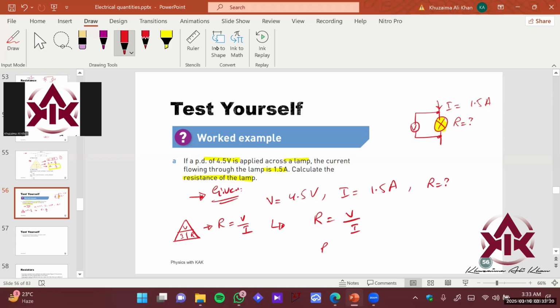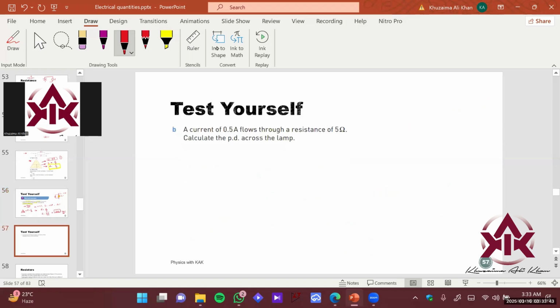So let's put in the values to get the answer. It's going to be 4.5 divided by 1.5. So the resistance that is offered by the lamp is 3 ohms. Okay, simple, right? It's not so difficult. If you try to understand it and you can visualize the concepts, it's going to be very interesting. In the next chapter also. Okay, let's move on.